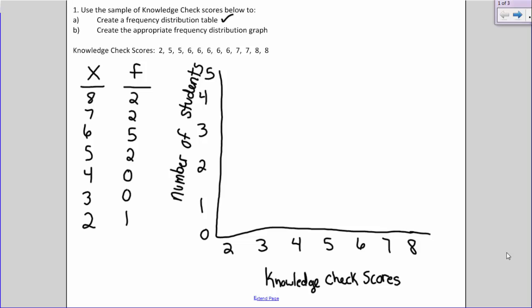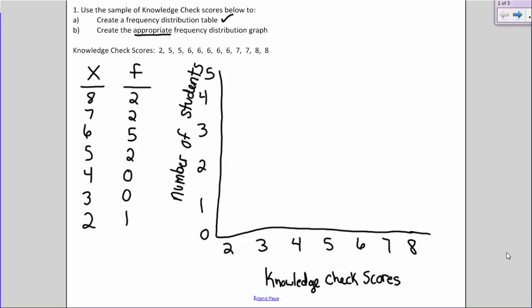Now, the word appropriate is a key word. Not just any frequency distribution graph, but the one that's appropriate for your data. Now remember, you have to think about the scale of measurement. If you have a nominal or ordinal scale, then you want to use a bar graph where the bars don't touch. If you have interval or ratio data, then you want to use a histogram or a polygon. I like histograms. I like drawing bars. If you want to use a polygon and connect the dots, it's totally fine with me.